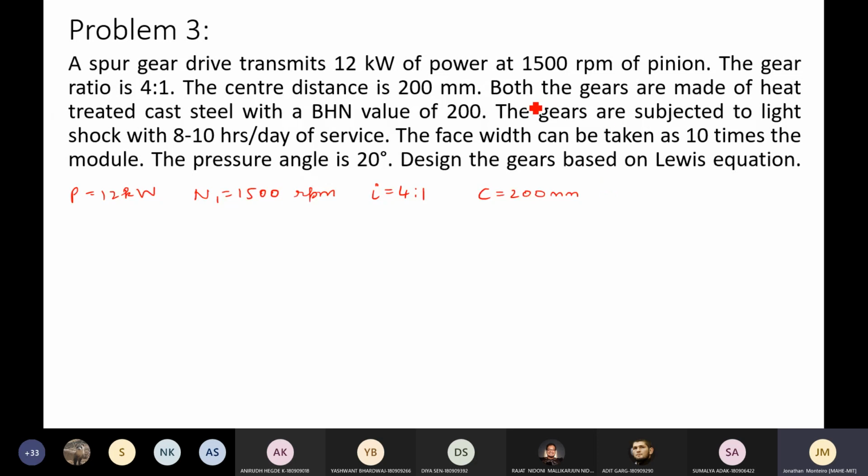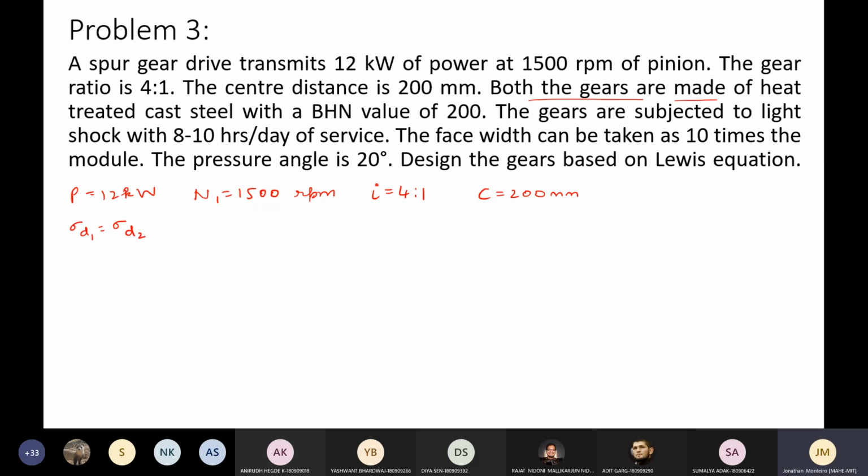So here you see both the gears are made of, that means both the pinion and the gear are made of the same material, heat treated cast steel with a BHN value of 200. So what we can say, sigma d1 is equal to sigma d2, because both are made of heat treated cast steel with a BHN value of 200. So sigma d1 and sigma d2 both are equal.